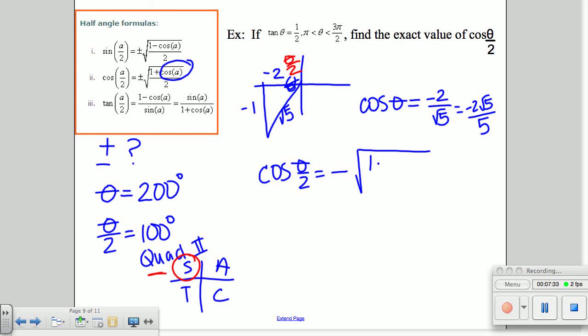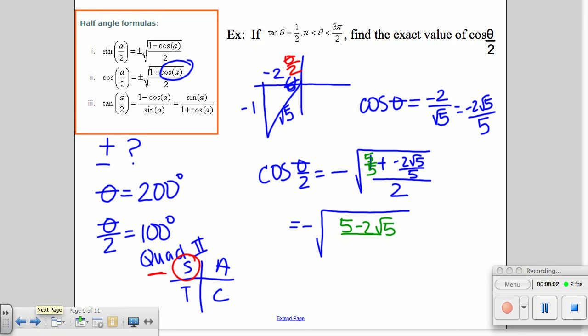Now I have the square root of 1 plus cosine of theta, negative 2 root 5 over 5, all over 2. The hard part is probably the simplifying from here, so let's just go through and look at what we have. 1 whole is 5/5. So we're going to get 5 minus 2 root 5 over 5. That's the numerator. The denominator's 2, all over 2.